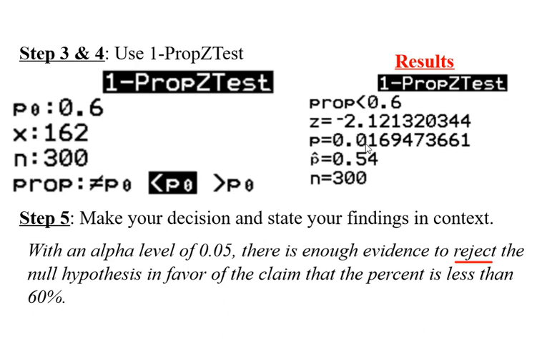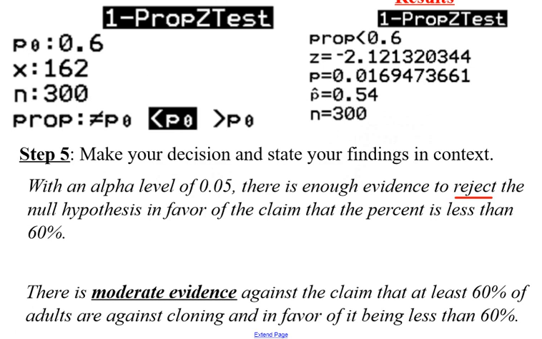So we would say that if we were using a significance level to compare to 0.05, there is enough evidence to reject the null hypothesis in favor of the claim that the percent is actually less than 60%. If we were using our levels, the inference statements, we would say, at about 0.02, we would be in the moderate evidence level. So we'd say there is moderate evidence, almost moving though to strong evidence against the claim that at least 60% of adults are against cloning and in favor of being less than 60%, because we just observed something that occurs 2% of the time. So that's fairly rare, 1 in 50.